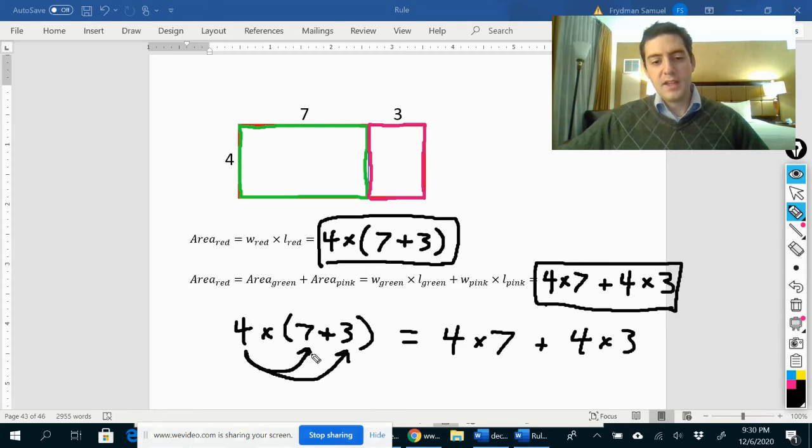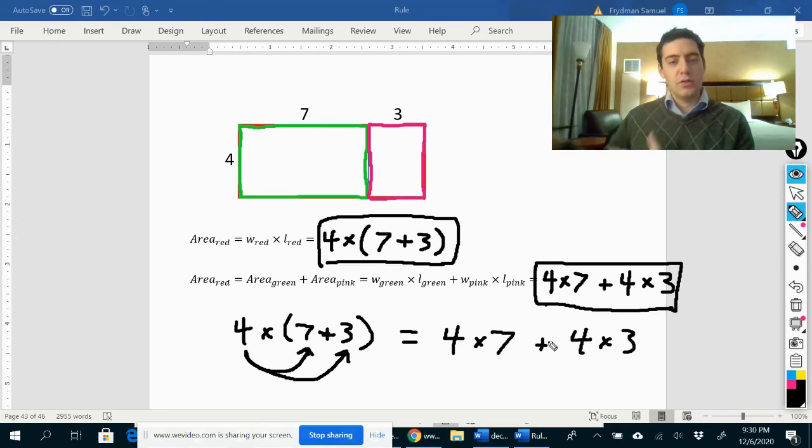Okay, and so 4 times 7 plus 3 is equal to 4 times 7, which we have over here, plus 4 times 3, which we have right over here. So basically, whenever you want to distribute something, you just take this number out front and you multiply it with the terms on the inside. And in this case, we're just adding everything up here.